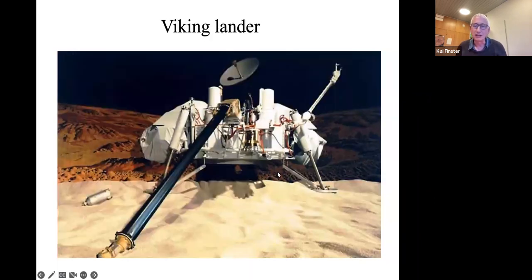iconic picture, and some of you may have seen it. It's not a picture, of course, it's a drawing, and it shows the Viking lander, one of the Viking landers on the Martian surface. And this happened almost 40 years ago.